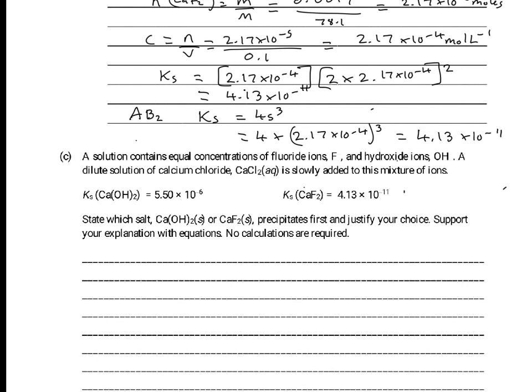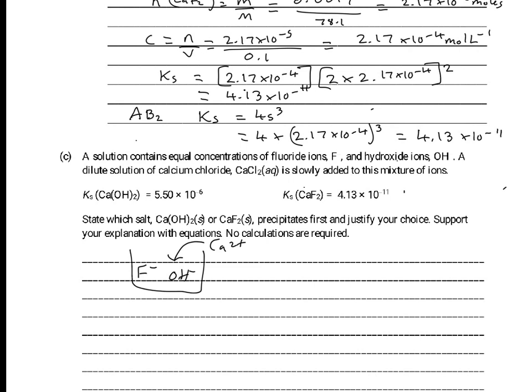Alright, part C. A solution contains equal concentrations of fluoride ions and hydroxide ions. A dilute solution of calcium chloride is slowly added to this mixture. So you've basically got a beaker that contains fluoride ions and hydroxide ions, and you're adding in calcium ions. And you're trying to work out which of the salts is going to precipitate first. Are you going to form calcium hydroxide or are you going to form calcium fluoride?